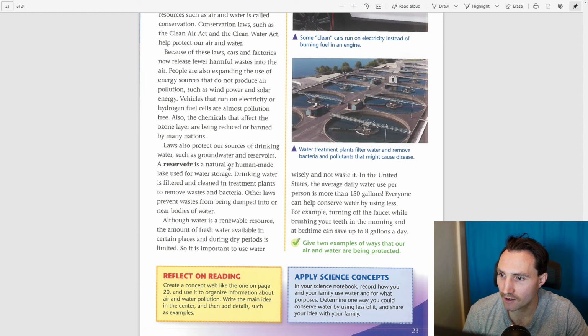Laws also protect our sources of drinking water, such as groundwater and reservoirs. A reservoir is a natural or human-made lake used for water storage. Okay.